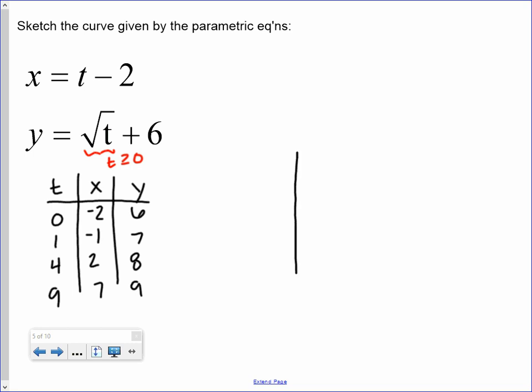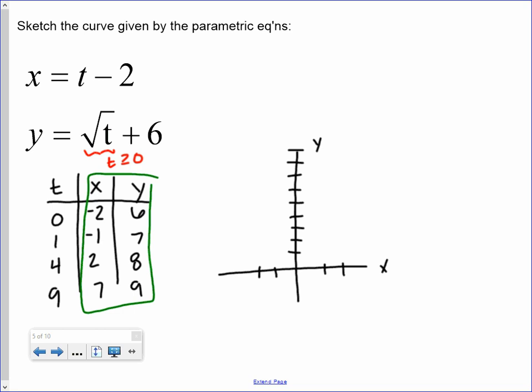I'm going to go ahead and create my graph and plot my points. And remember, I'm really only plotting my x and my y. So I'm doing -2, 6, -1, 7, 2, 8, and, oh, I didn't go out very far. If I went out to 7, then I would be at 9. So when I draw my curve, I really just have this curve, and as I plotted my points, I put in my orientation.